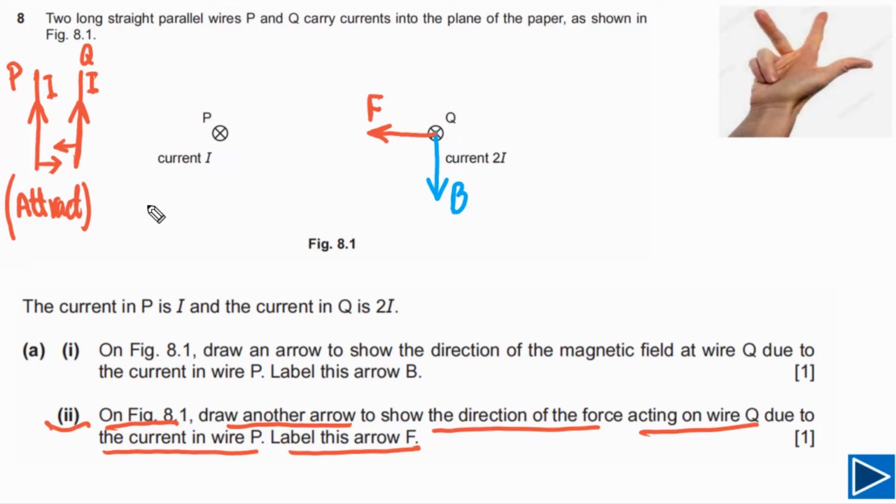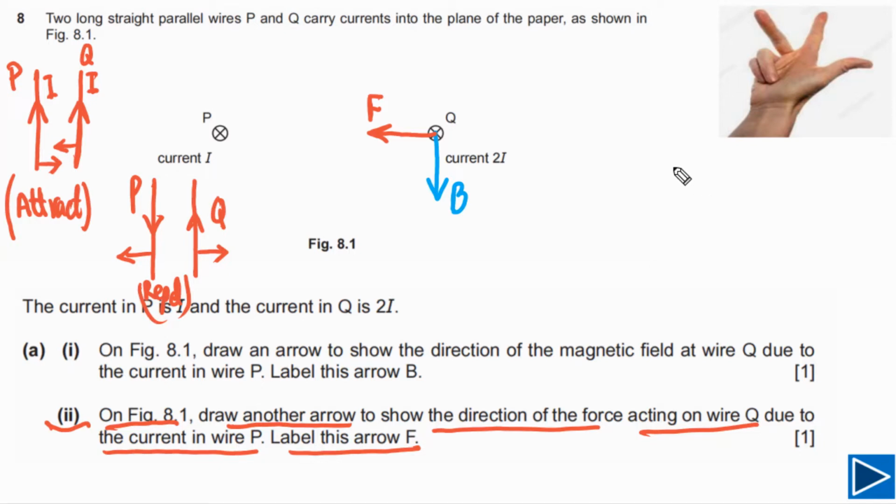left-hand rule as well. The second thing you need to understand: let's say we have these two wires, this is wire P and this is wire Q. If current flows in opposite directions, then these two wires will repel each other. Means the force on P will be away from Q and the force on Q will be away from P. They will repel each other. So this is simply how we can answer.